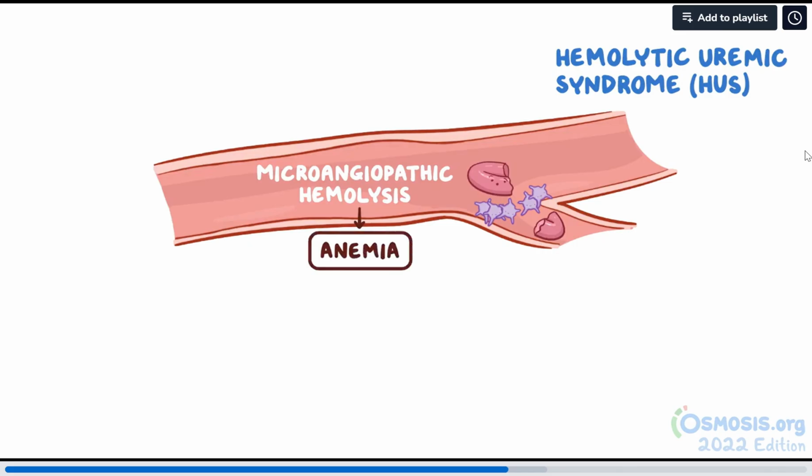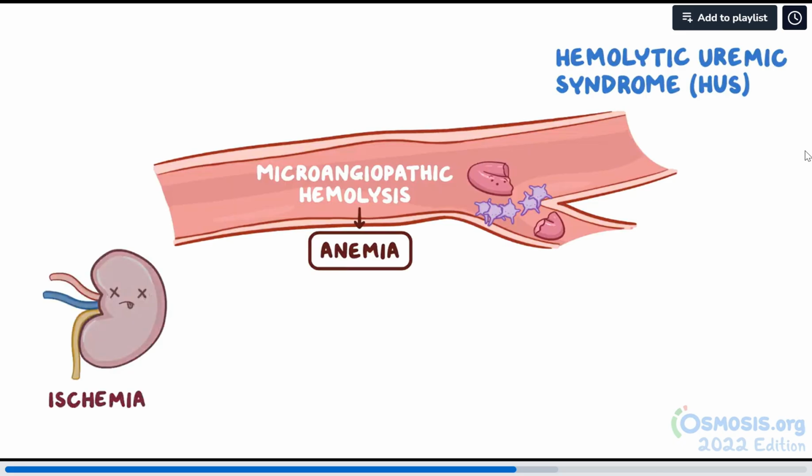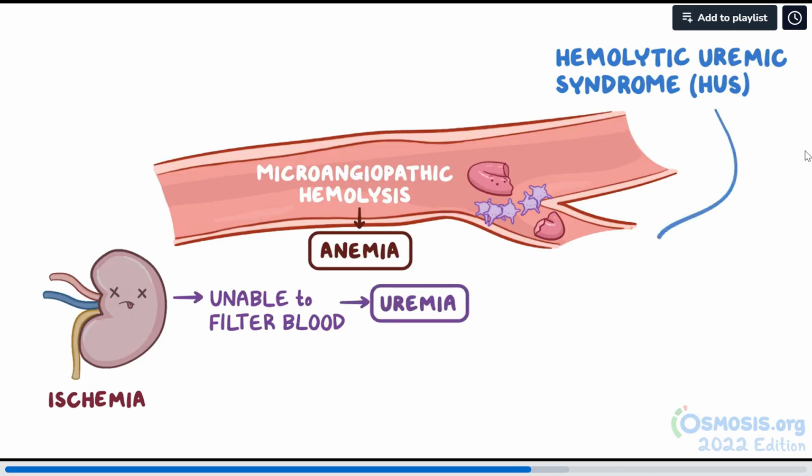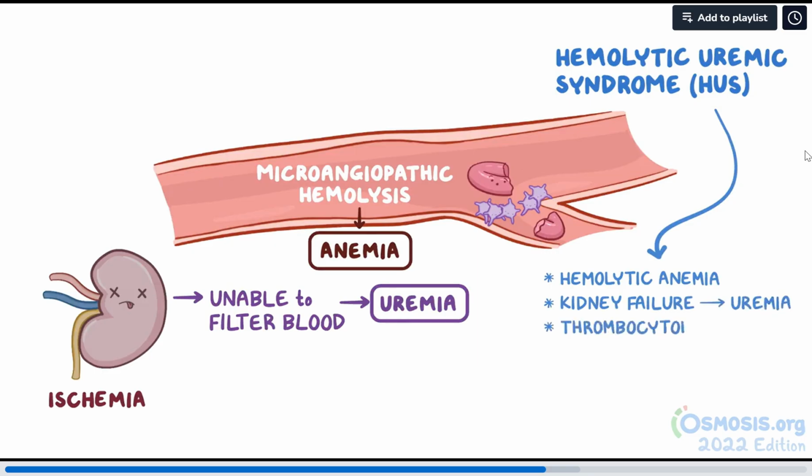Alternatively, if clots obstruct too many arterioles, organs that depend on high blood flow, like the kidney, might lack blood and die by ischemia. Now, an ischemic kidney is unable to filter blood. This is how too much metabolic waste, like urea, starts accumulating in the blood, leading to uremia. Then, HUS is a combination of hemolytic anemia, when red blood cells are being overly destroyed, kidney failure due to destroyed glomerular cells that results in uremia, or high levels of blood urea, and thrombocytopenia, meaning low platelets.